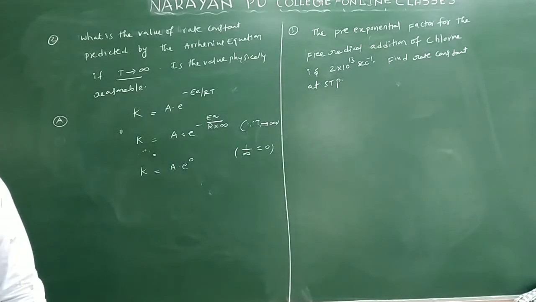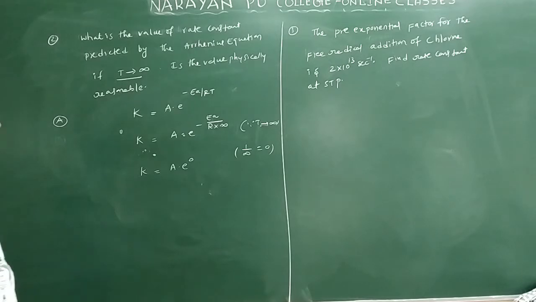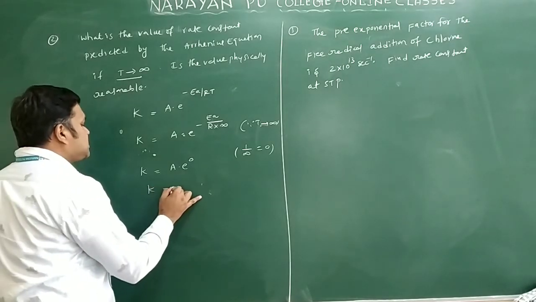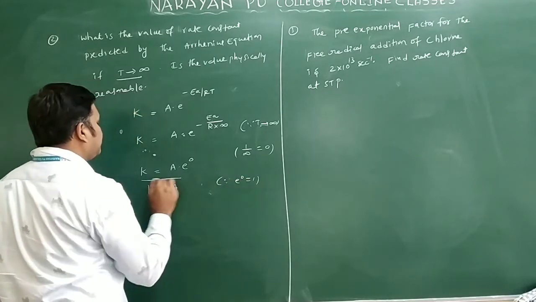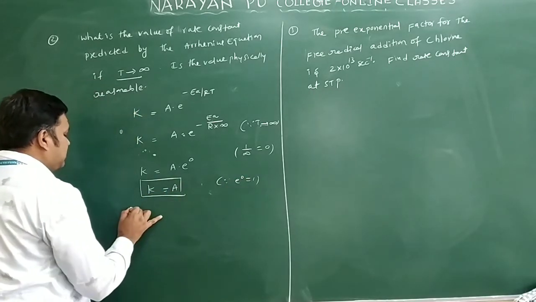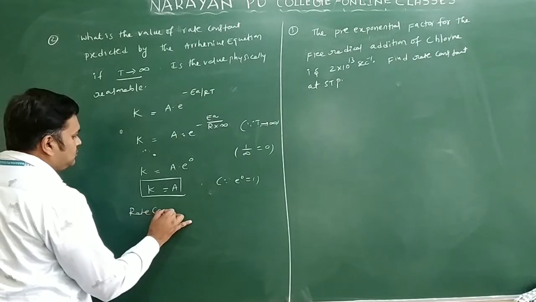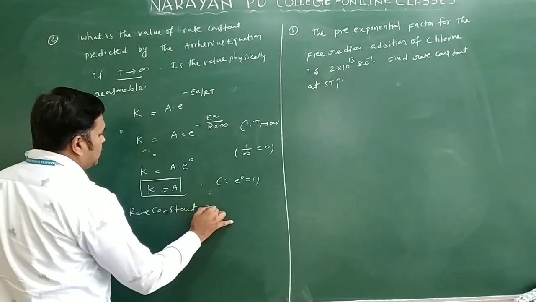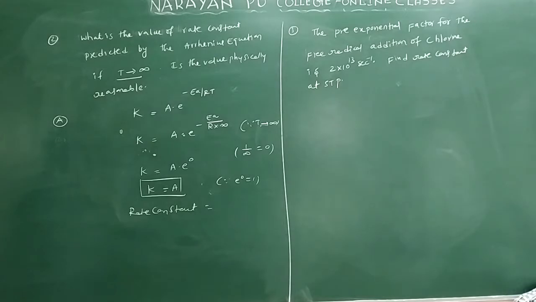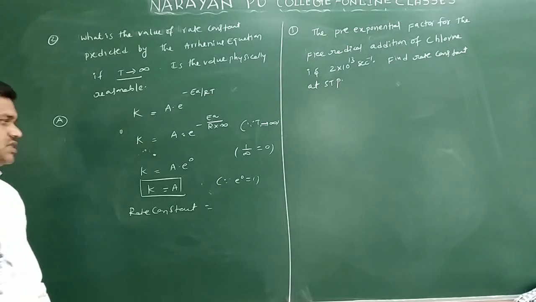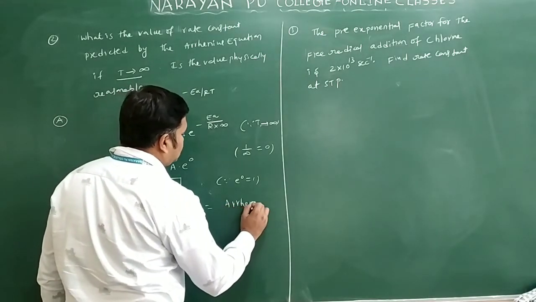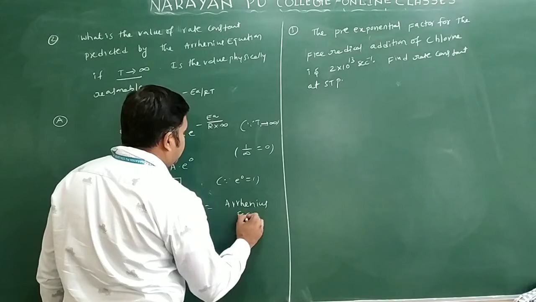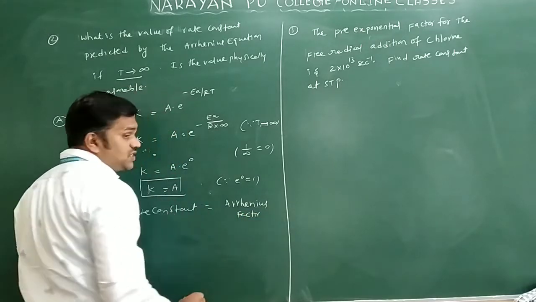So from this, K is equal to A, since e power 0 is equal to 1. So the rate constant is equal to A. What is A here? A is the Arrhenius factor, or you can say collision frequency, or Arrhenius frequency factor.